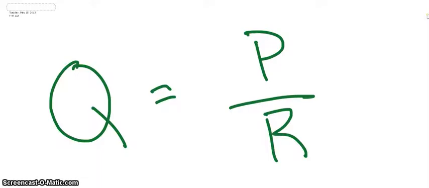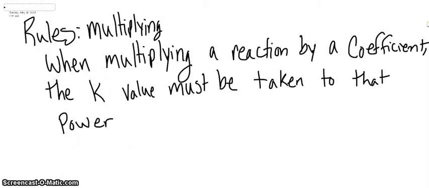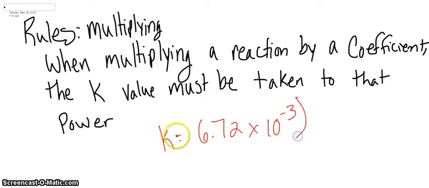To do this, we need to learn a few rules. First, we're going to look at multiplying. When you multiply a reaction by a coefficient, the K value must be taken to the power of that coefficient. So if I had a K of 6.72 times 10 to the negative third, and I were to multiply the reaction by 2, I'd need to square this K value.